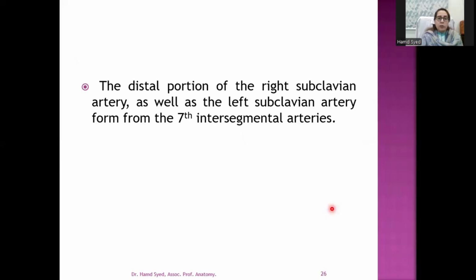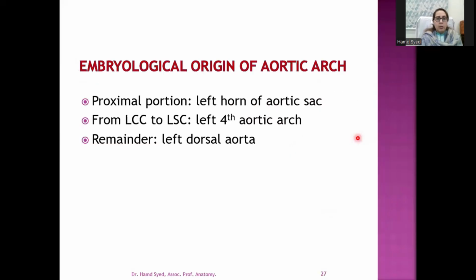The distal portion of the right subclavian artery as well as the left subclavian artery are derived from the seventh intersegmental arteries. Now we want to summarize the embryological origin of the aortic arch, because the aortic arch is a very important vessel, so you should be able to recollect its formation.